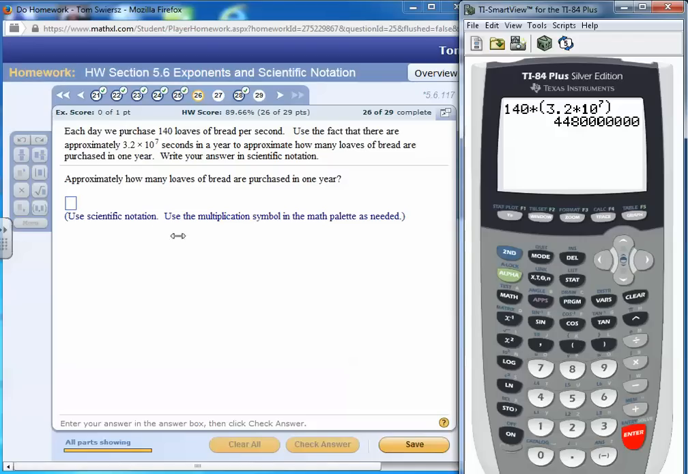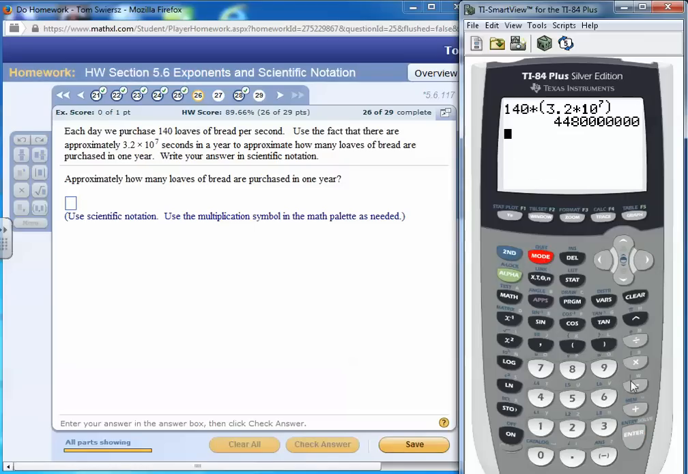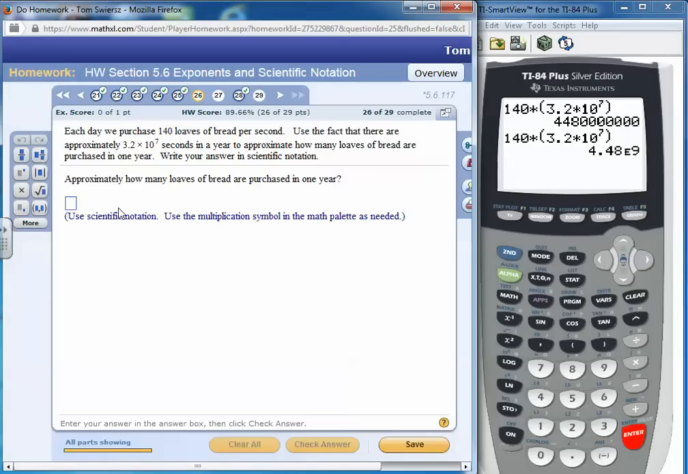Now again, scientific notation. If you want, your calculator will change it into scientific notation, but it's kind of tedious. You have to go to mode, and pick the first one instead of normal, right arrow and highlight scientific. Hit enter, then hit second quit, then hit enter, and it puts your answer in scientific notation. So again, 4.48 times 10 to the 9th power. That would be our answer.